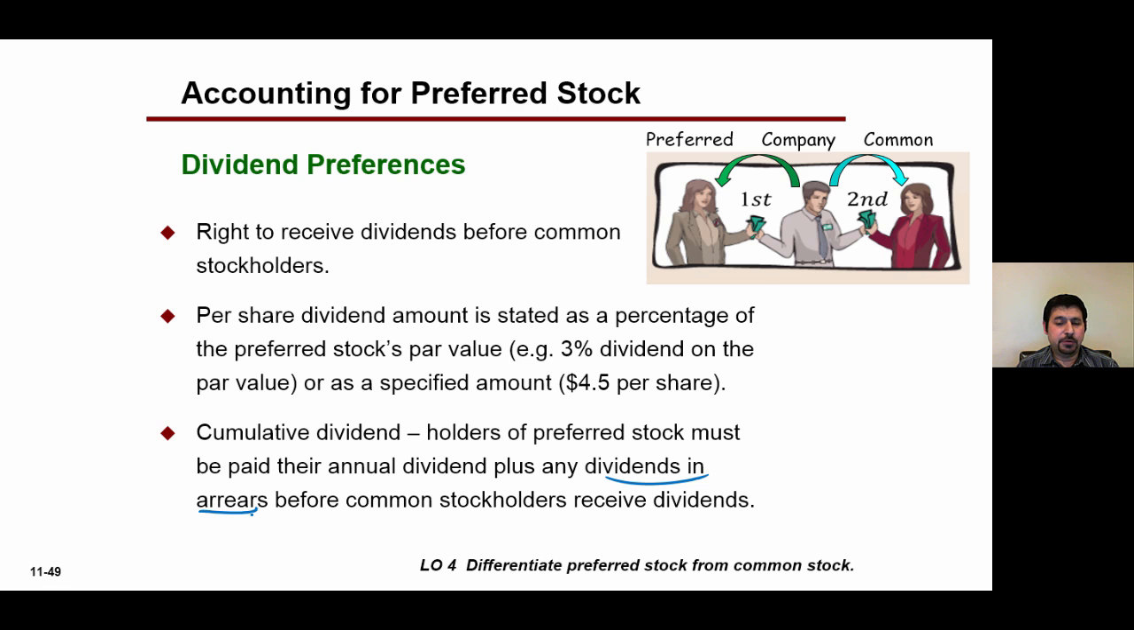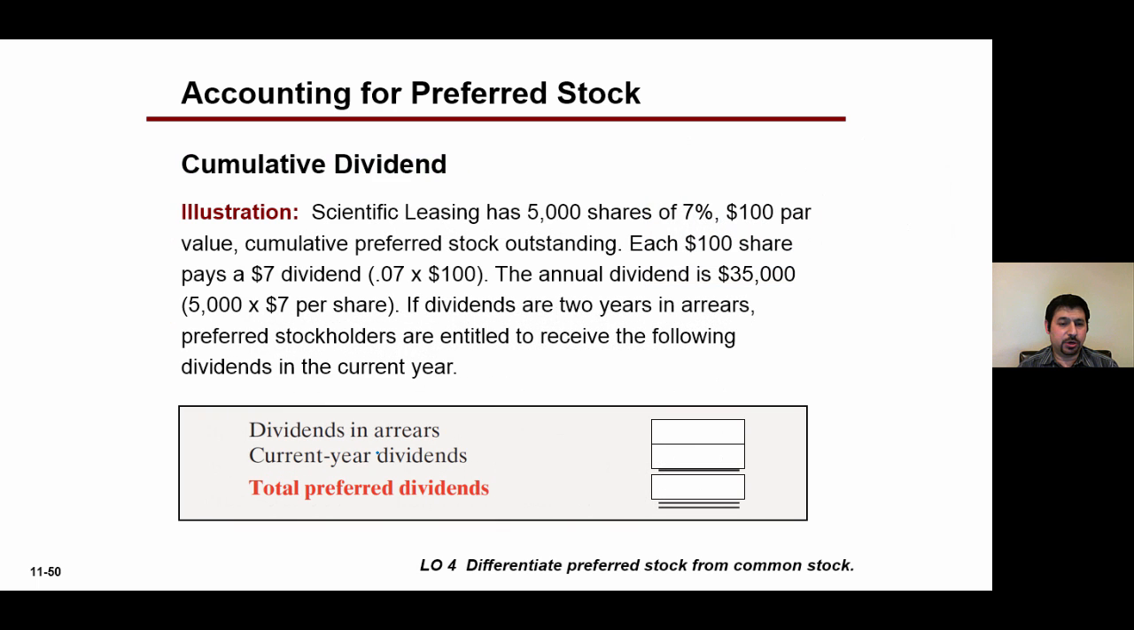Now, dividends are usually stated either as a dollar amount per share or as a percentage of the par value. Now, cumulative dividend is, like we said, the right of the preferred stockholders to get not only the current period's dividends, but also any dividends from previous accounting periods. Basically, this is any dividend in arrears. So let's see how this works.